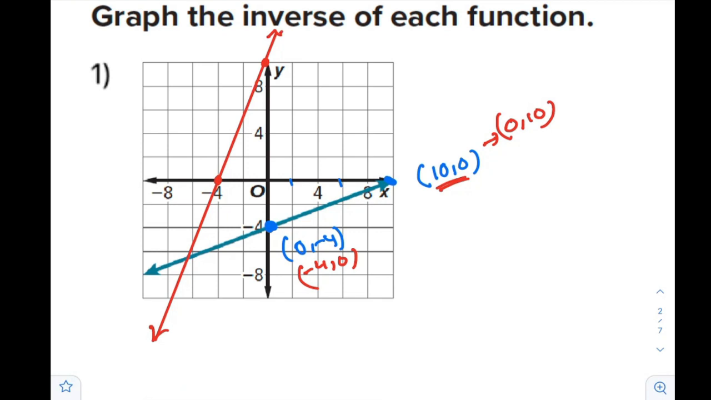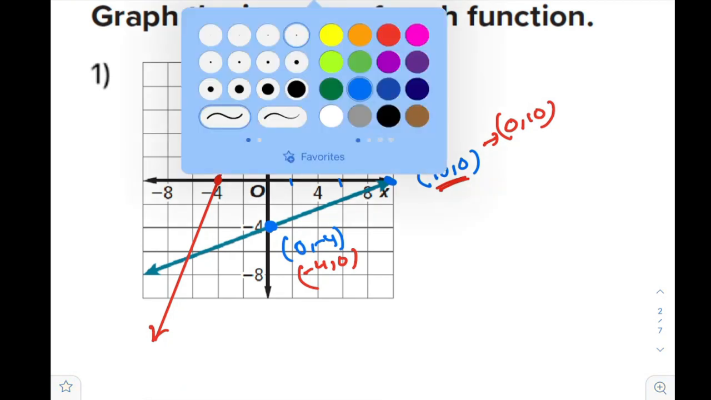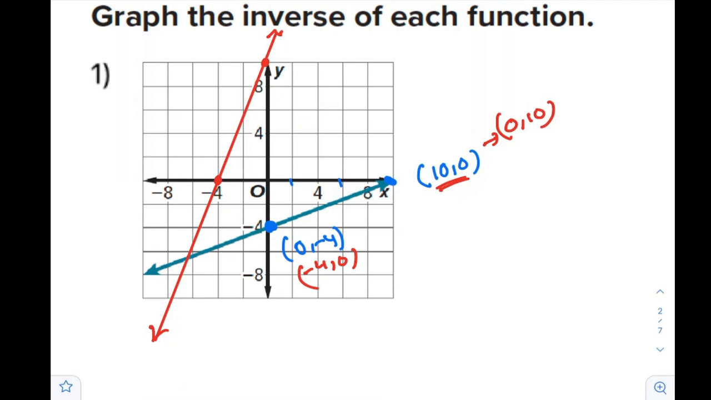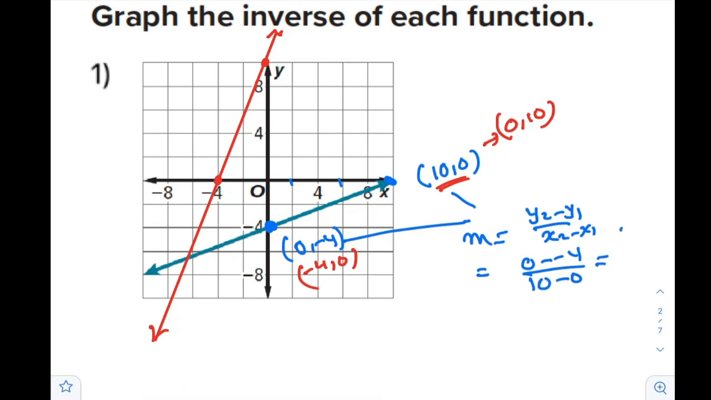Okay, let's try to check out the relation between the slope of the function and the slope of the inverse. If you want to find the slope, as we know, we need two points, and you have many approaches. One of the approaches is to apply the slope formula. For the blue line, the original one, it is y2 minus y1 over x2 minus x1. And it is 0 minus minus 4 over 10 minus 0, which is 4 over 10. If you simplify it, it will be 2 over 5.